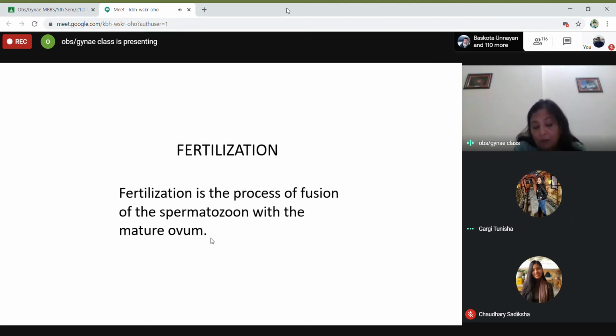So now the second topic is fertilization. Fertilization is the process of fusion of the spermatozoon with the mature ovum. That is called fertilization. You have already read about fertilization in biology also. In humans, it is the fusion of the spermatozoon from the male with the mature ovum from the female side.